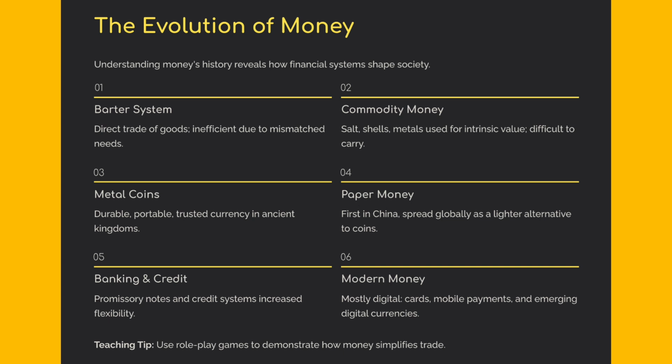Modern money: today, money is mostly digital. Cash is still used, but credit cards, debit cards, and mobile payments dominate in many countries. The future: digital currencies. Example, cryptocurrencies like Bitcoin, and central bank digital currencies, CBDCs, are reshaping how money works globally. Teaching tip for schools: use a role-play game where students act out different stages of money evolution: barter, coins, paper money, digital, to show how money makes trade easier.